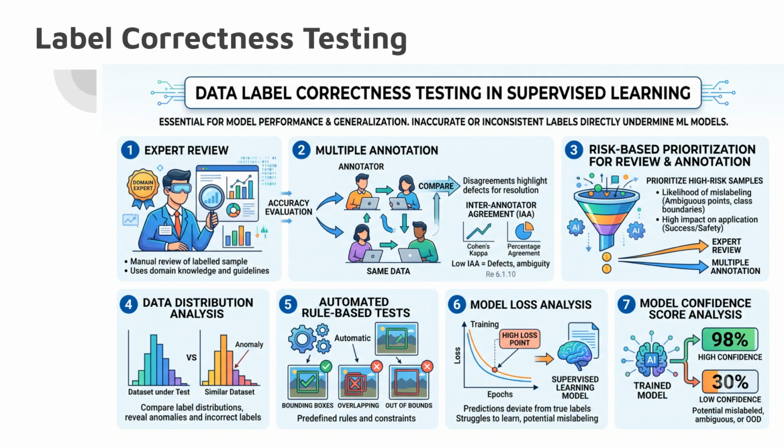Risk-based prioritization for review and annotation. Both expert reviews and multiple annotations can be focused using a risk-based approach to identify samples for review and multiple annotations. Prioritization can be based on the likelihood of mislabeling, such as with ambiguous data points, e.g., it is unclear to which category they belong or are near a boundary between classes, and the data that is most likely to impact the application's success or safety.